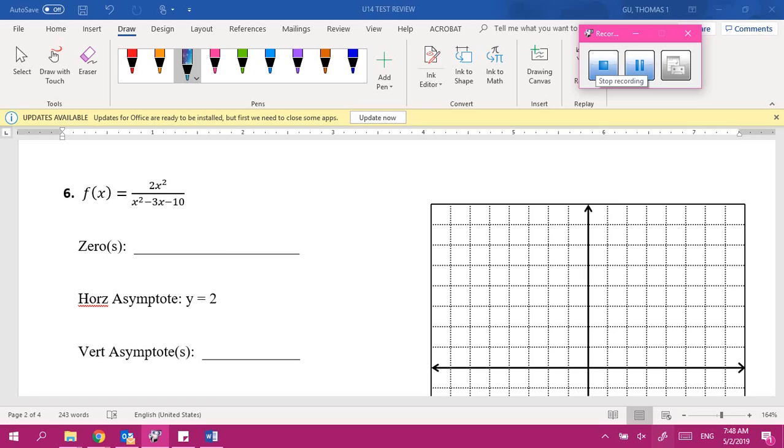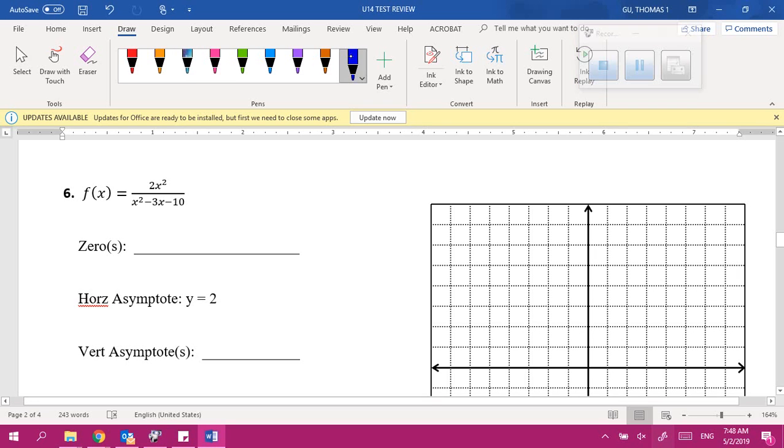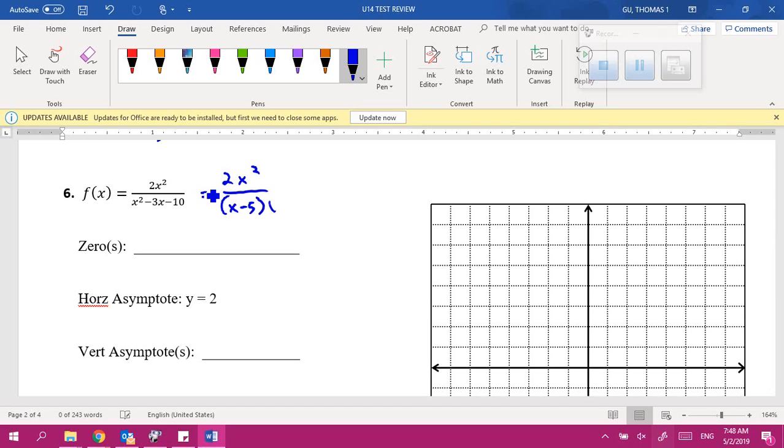All right, number 6. So when I see a problem like this, the very first thing I'm going to do is factor out completely the top and the bottom of my rational function. The top is already factored, so I'm going to factor the bottom. x squared minus 3x minus 10, if you use the xbox method, is equal to x minus 5 times x plus 2. That's the equation I'm going to be working with for most of these attributes.